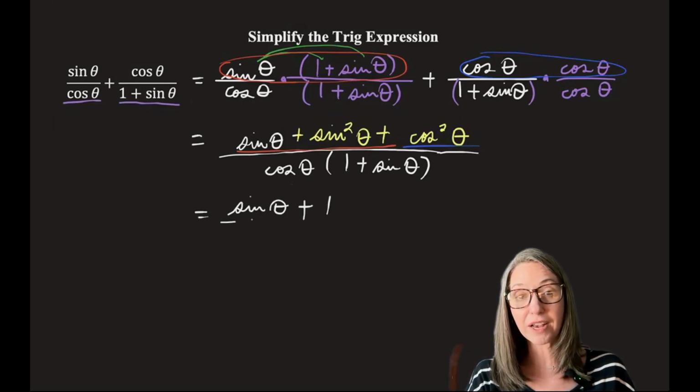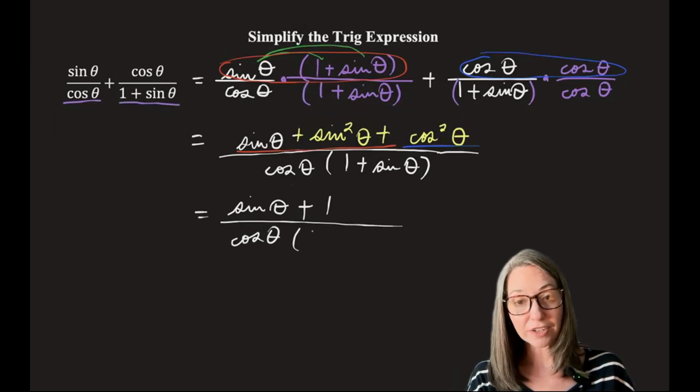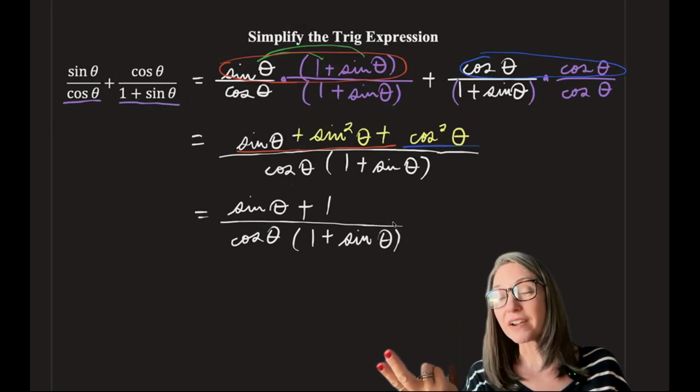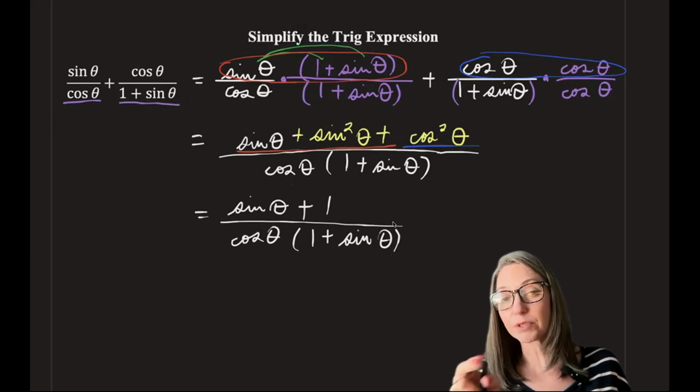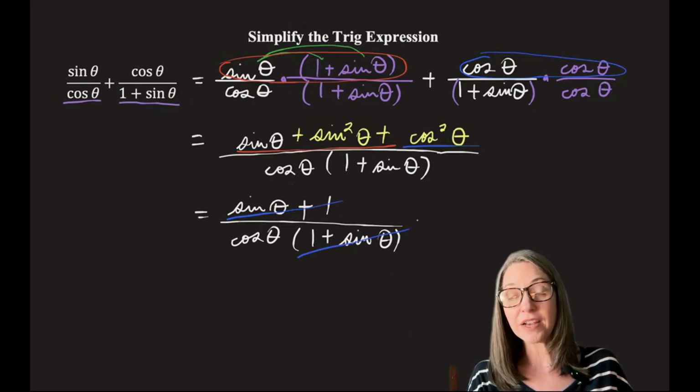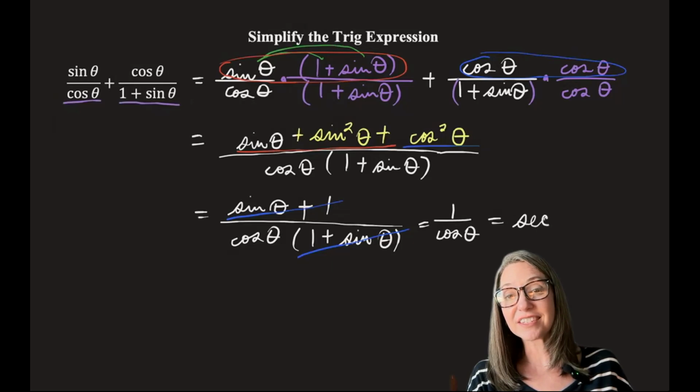So our numerator becomes sine theta plus 1. And the denominator has not changed. It is still over cosine theta times 1 plus sine of theta. And even though they look different, sine theta plus 1, 1 plus sine theta, that's the same thing. That's the same factor divided by itself. So those cancel, leaving us with 1 over cosine theta, which is equivalent to just secant theta.